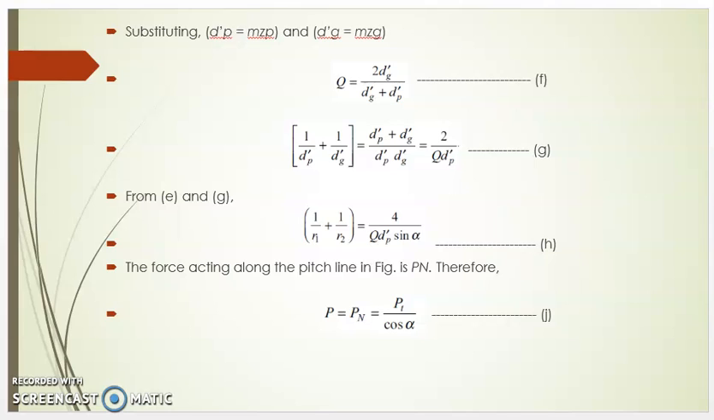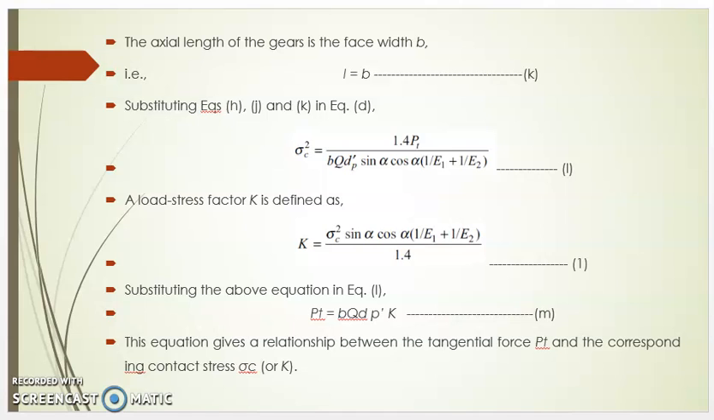The force acting along the pitch line in figure is Pn. Therefore, P is equal to Pn is equal to Pt divided by cos alpha, equation J. The axial length of the gears is the face width B, that is L is equal to B, equation K. Substituting equations H, J and K in equation D, therefore, sigma c square is equal to 1.4 Pt divided by B Q dp dash sin alpha cos alpha into 1 upon E1 plus 1 upon E2, equation L.